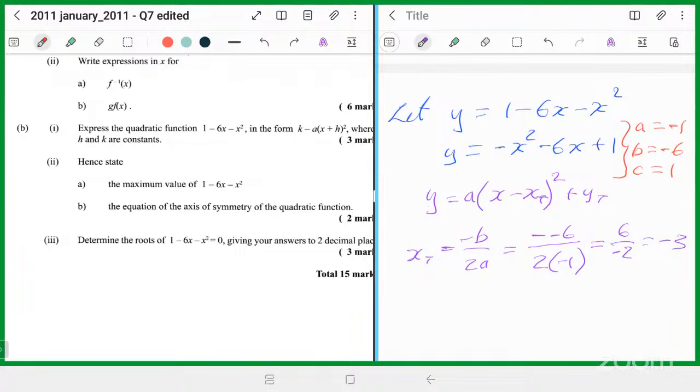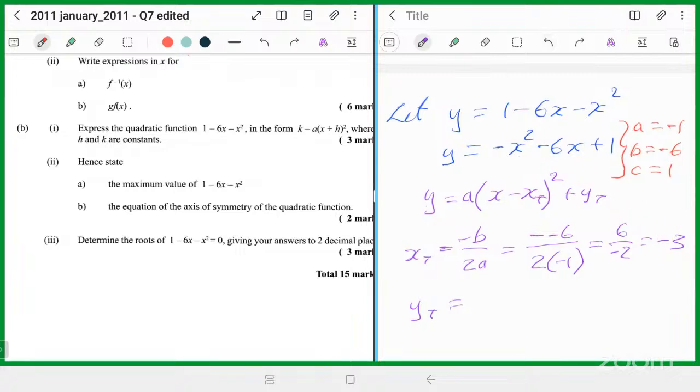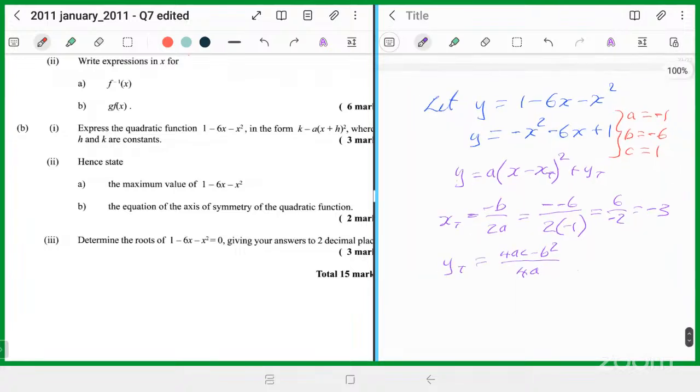Then you can find yt two ways now. You can take the xt value and substitute it in the function right there where the x is, or work out yt that way. Or we can use a formula, which is 4ac minus b squared all over 4a, to do it. Whichever method, you're going to get the same answer.